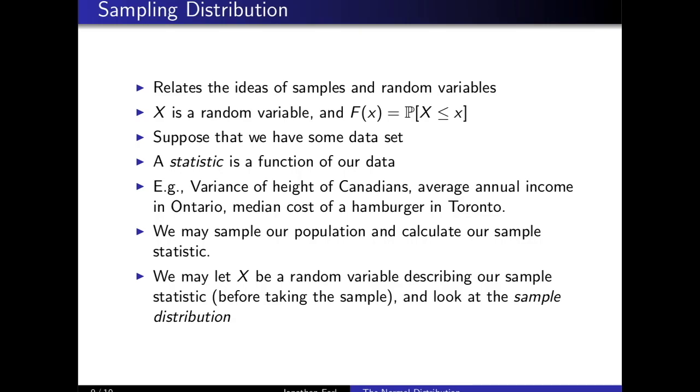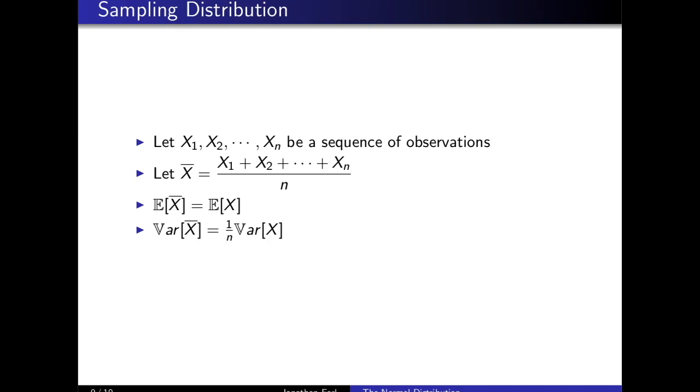But what's nice is that we can talk about the sample distribution for the outcome of our statistic based on our sample. So to illustrate, let's suppose that x1, x2, all the way up to xn are a sequence of observations from the same distribution. And we're going to take x bar to be the average of our x1 through xn, so we'll add up x1 through xn and divide by n.